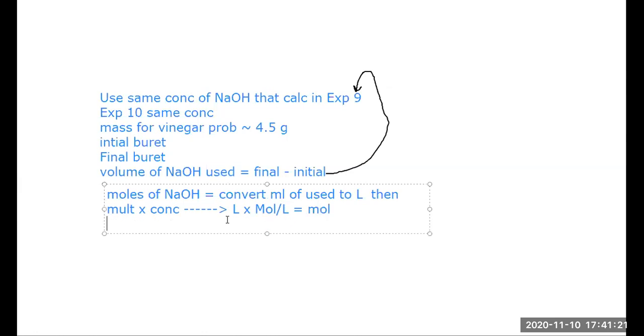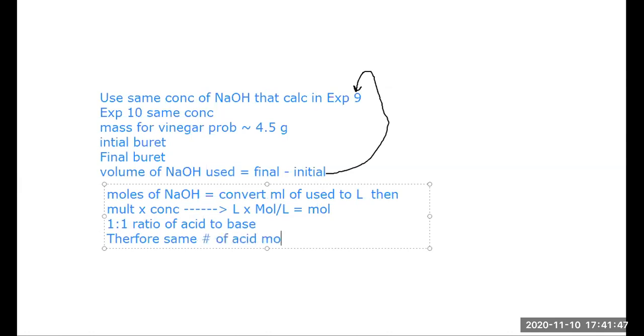We are then using an assumption. You have a 1-to-1 ratio of acid to base, because 1 acetic acid reacts with 1 sodium hydroxide. Therefore, you will have the same number of acid moles as your base moles. They should be identical numbers.